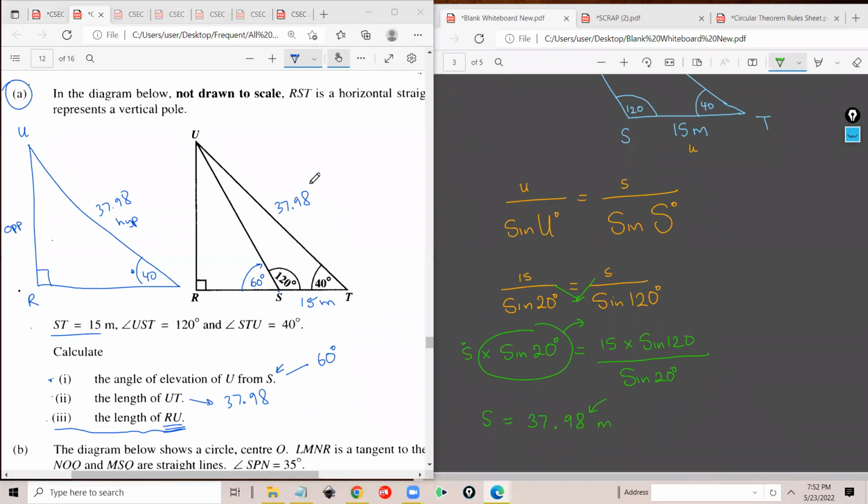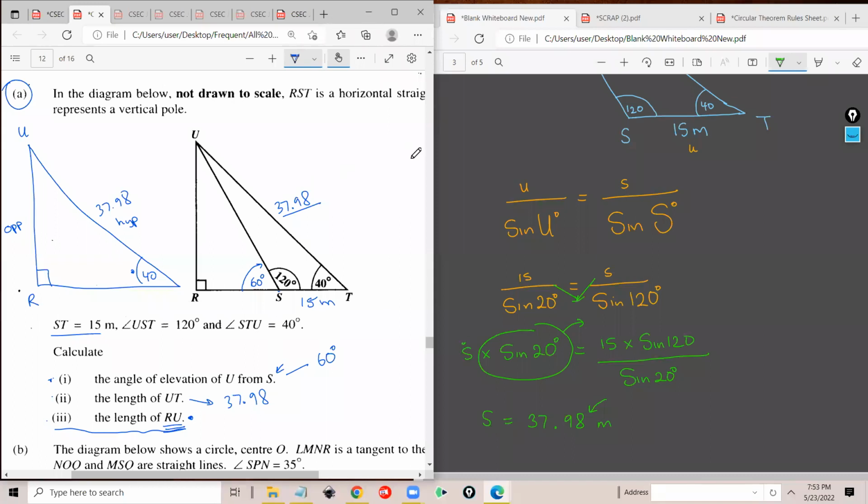Oh, sorry about that, guys. I was on mute just now, but I made a slight mistake. I didn't finish the question. We're supposed to find RU. So we just found UT. So I'm going to use the big triangle now. If we use the big triangle and here's 40, well, this side is opposite and here's the hypotenuse.